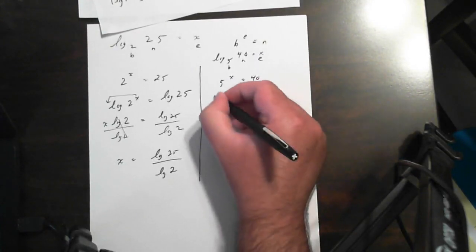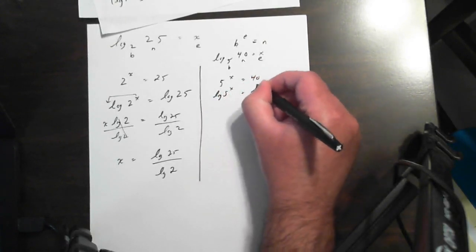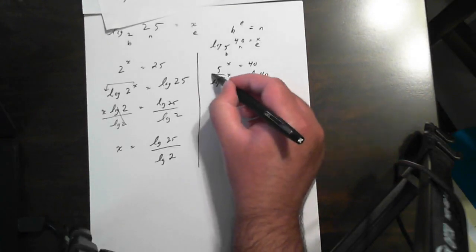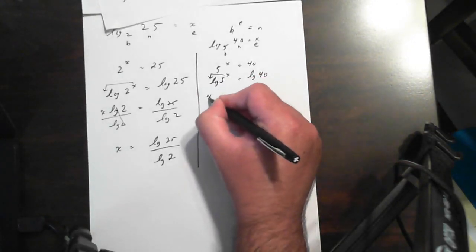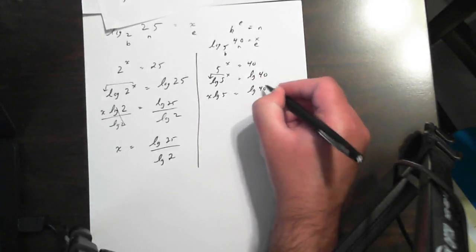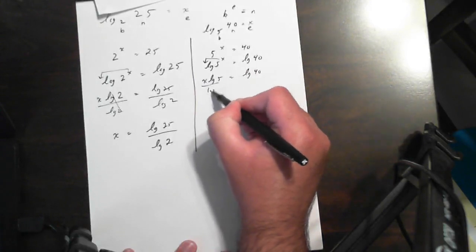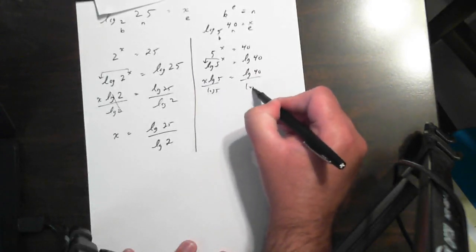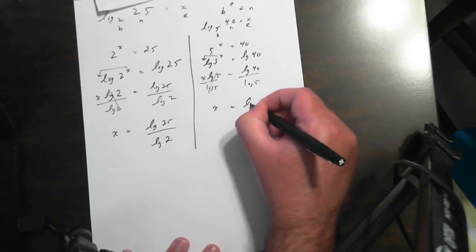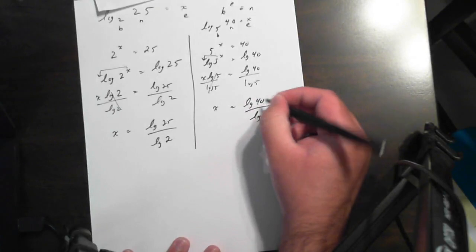Okay, take the logarithm of both sides. So this gives me log of 5 to the x equals log of 40. This exponent comes down in front, so that gives me x log 5 equals log of 40. To solve for x now, I divide by log 5, divide by log 5, so then x is equal to log 40 over log 5.